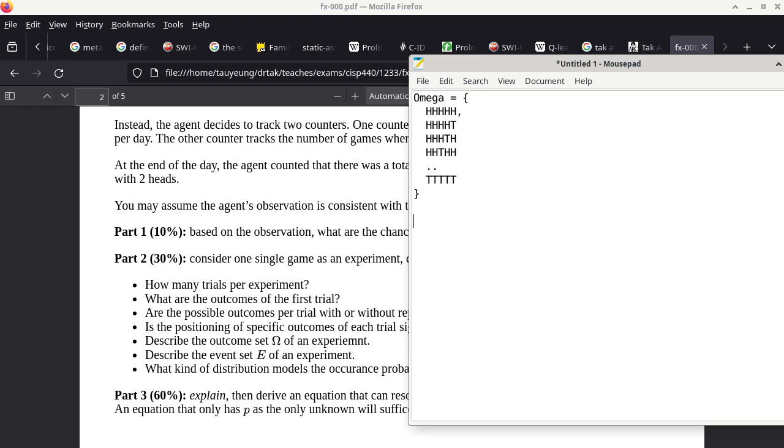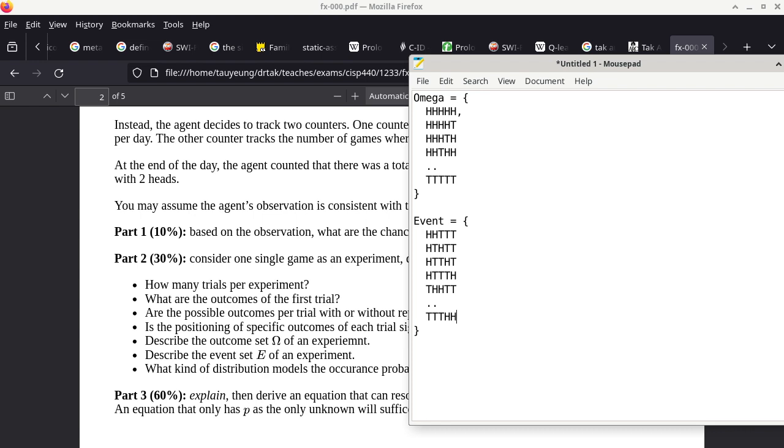So if this is Omega, then the event set is going to be the ones that we are interested in, which are the ones that end up with two heads and three tails. So that's going to be HHTTT, HTHTT, HTTHT, HTTTH, and then we have THHTT, and so on. So the question is, how many elements are you expecting in the event set? How do you calculate that?